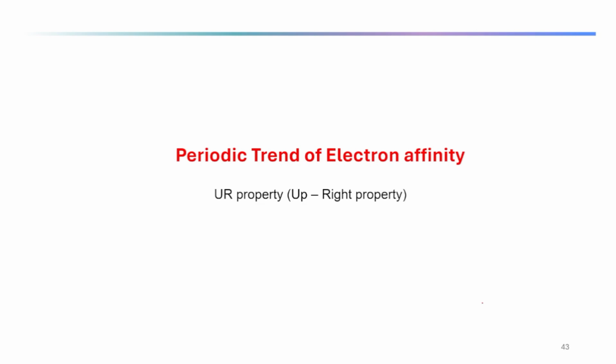So next we are going to discuss the periodic trend of electron affinity. This one is also an upright property. That means the electron affinity increases in the upward direction, from bottom to top in the group and from left to right along the period.